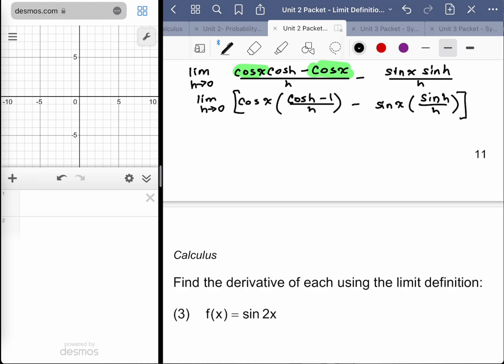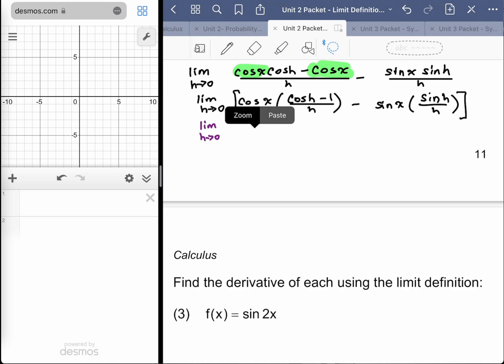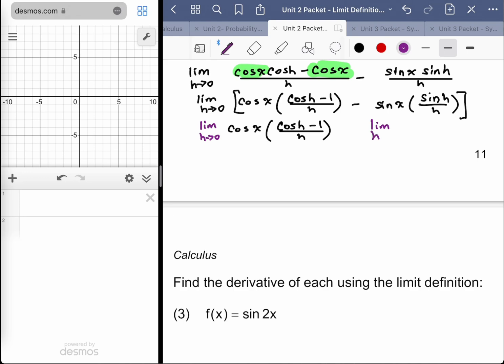And what we've been talking about for a couple of units now is the idea that if you're taking the limit and it involves a plus or a minus, you can find the limit of each piece separately. So what I would do is find the limit as h approaches 0 of this piece, and the limit as h approaches 0 of this piece. I'll scroll it up in a sec.